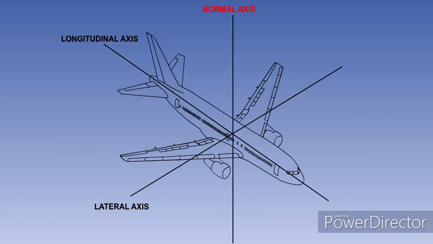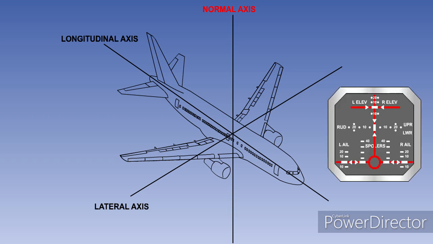In this lesson, we will discuss how an aircraft is controlled around its normal axis. We will also discuss the control position indicator, which is used to keep pilots informed of the position of their aircraft's flight controls.